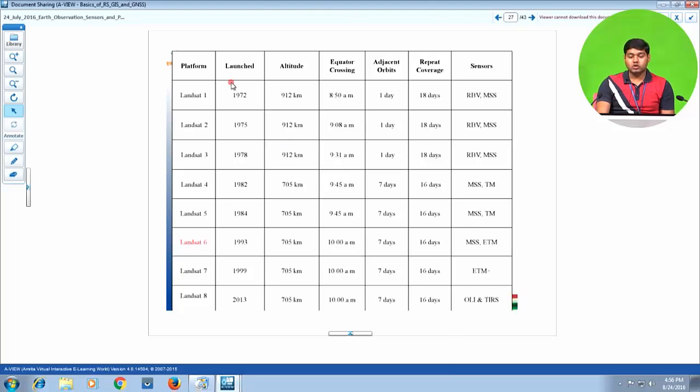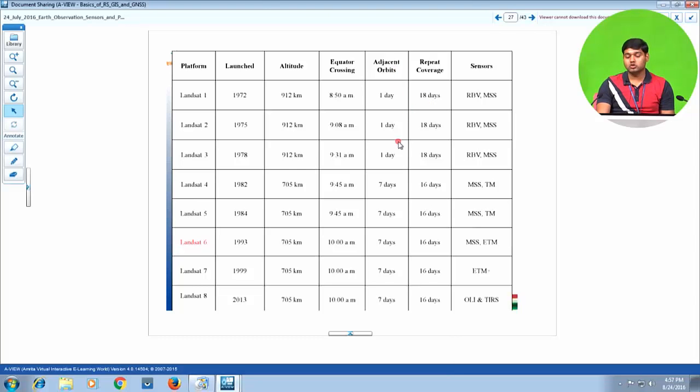So as we know, the first remote sensing satellite was ERTS, that is Earth Resource Technology Satellite, which was renamed as Landsat 1. So it has a series of satellites, Landsat 1, 2, 3, with similar types of sensors. You can see here this has a 912 kilometer altitude, and the equator crossing time is daytime 8:50, 9:08 and 9:31. Now coming to repeat coverage, this is 18 days.